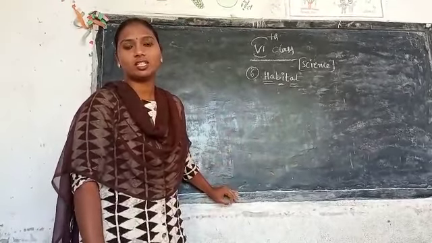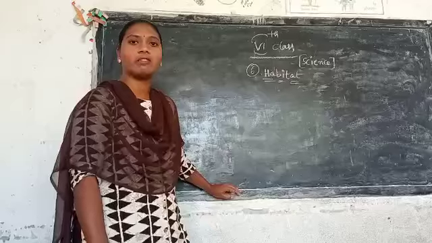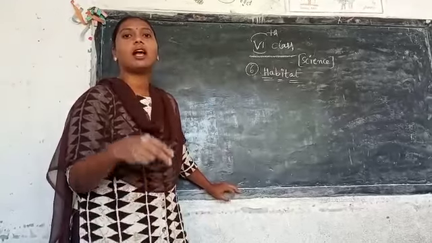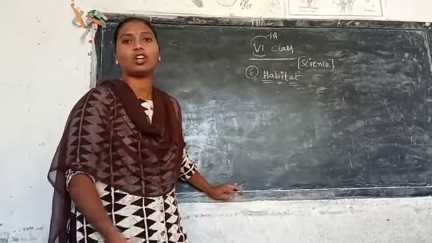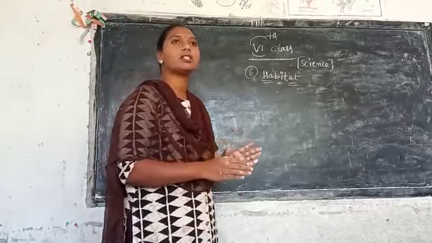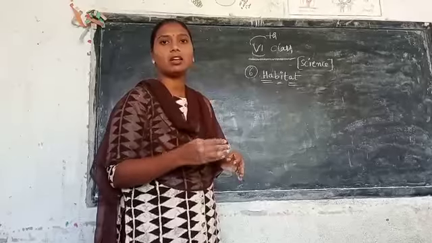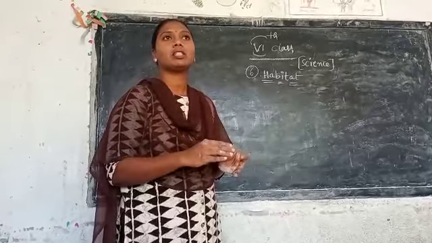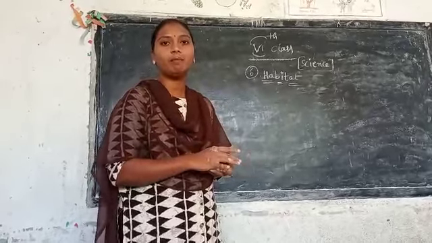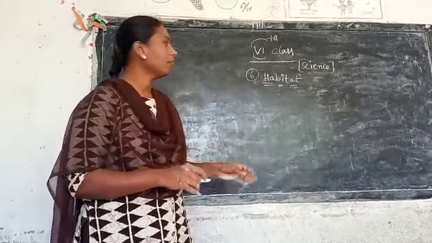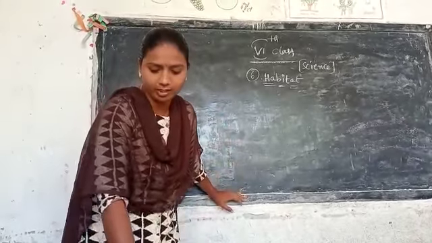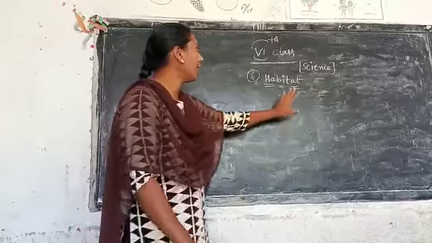Where does the tortoise live? The tortoise also lives in the water. These are the habitats for the fish and the tortoise. Some animals live on the earth. Some animals live in water. Some animals fly in the air. These are the habitats for organisms. So this is the habitat.